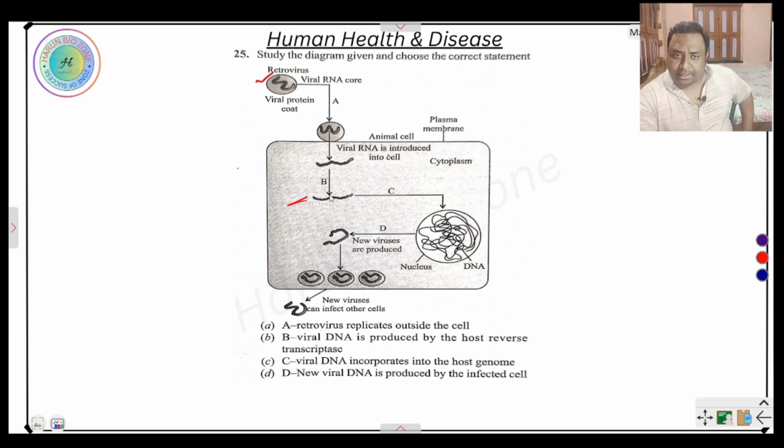Okay, enter. Then with the help of integrase enzyme, they incorporate this viral DNA into the host DNA, and automatically replication, transcription, translation continue. So here, option A: a retroviral replicates outside the cell, not A, it is entry.